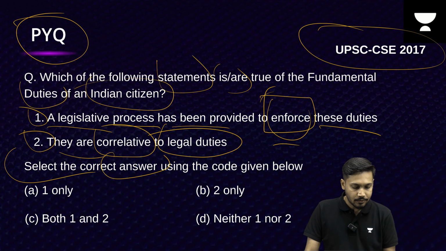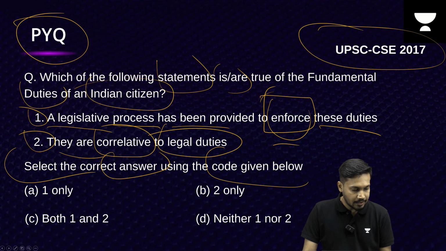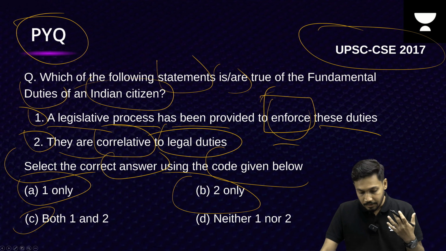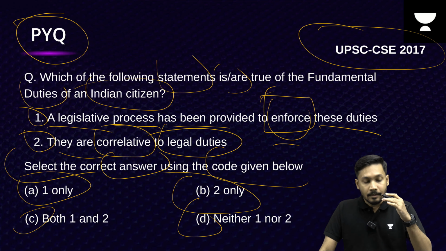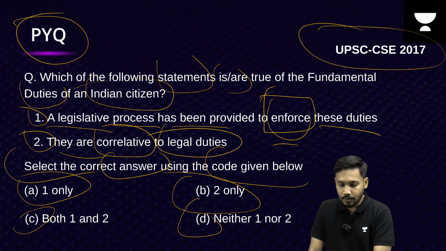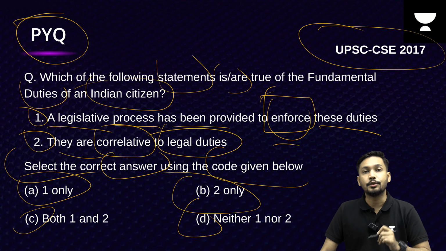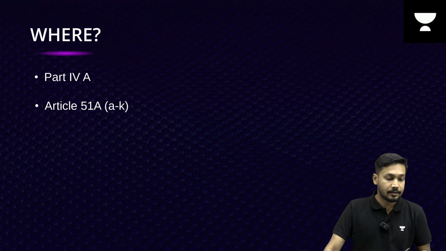Select the correct answer using the code given below. A, B, C, D. 1 only, 2 only, both 1 and 2, neither 1 nor 2. I want you to pause the video and give the answer in the comments. Okay. So I hope you've understood what we've studied so far and you have been able to answer this previous year question. Let's move ahead.